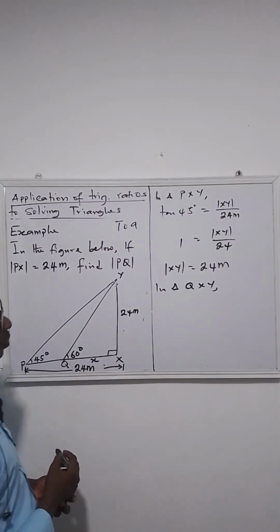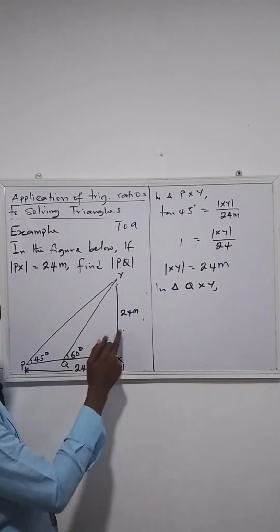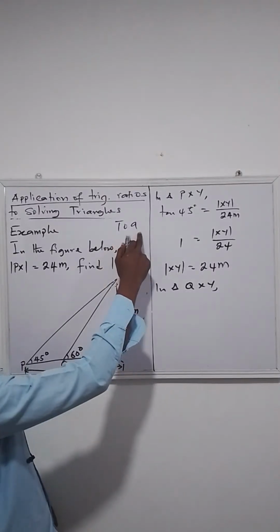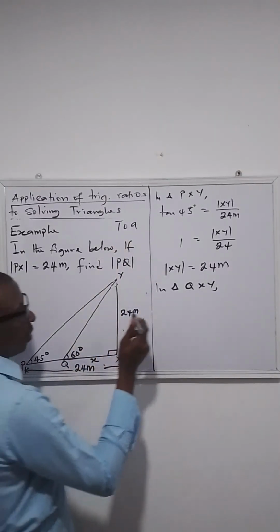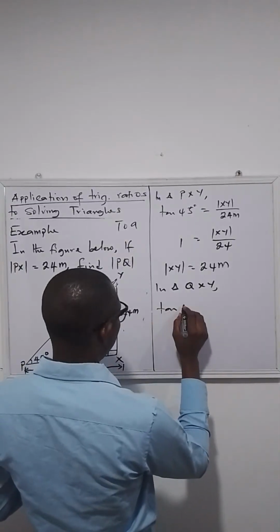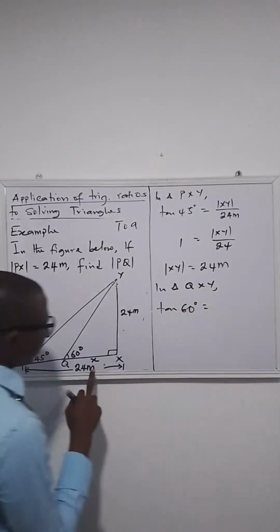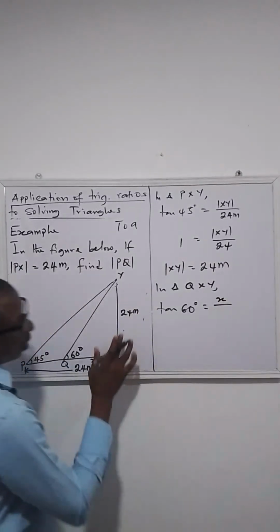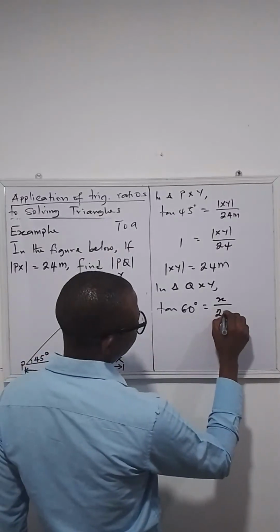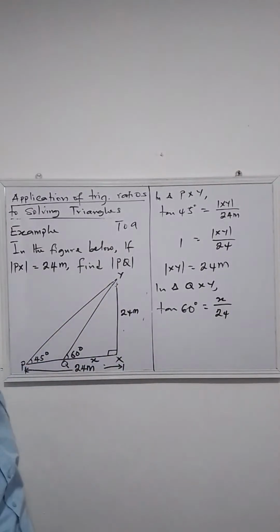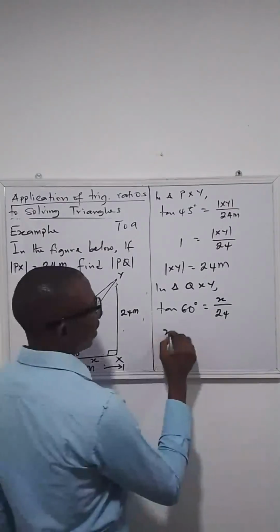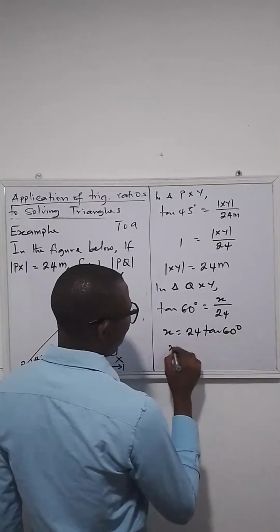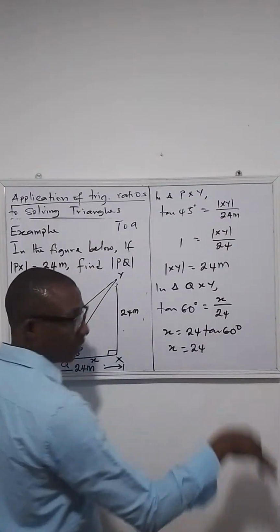All right, so now let us do that. We are considering adjacent and opposite. So I will write tan 60 degrees equals adjacent, which I don't know, so I've represented it with X, over opposite, that's 24. Here I can multiply. I have X equals 24 times tan 60, which we have done today.